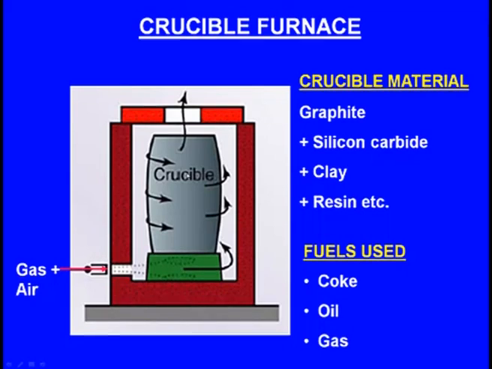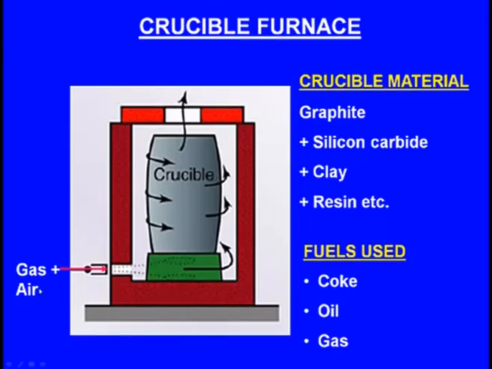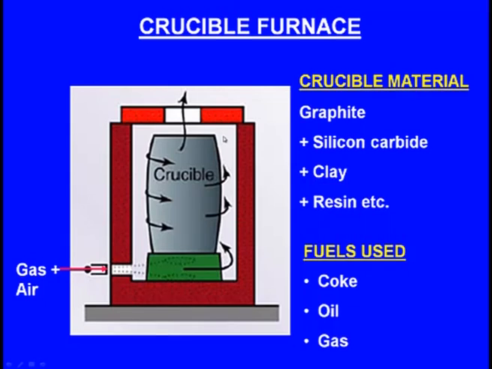Now, the crucible furnace is the most simple furnace. There is a crucible, we can see here inside, this is the crucible. It is made up of graphite plus silicon carbide plus clay plus resin, and some more binders will be there. Now, the fuel used in the crucible furnace is most commonly coke or oil, and sometimes even gas is used. Here we can see the crucible is kept here, and a mixture of gas and air will be passing here, burning inside, and the charge will be kept inside the crucible. After some time, the charge will be melting and the molten metal is ready for tapping.